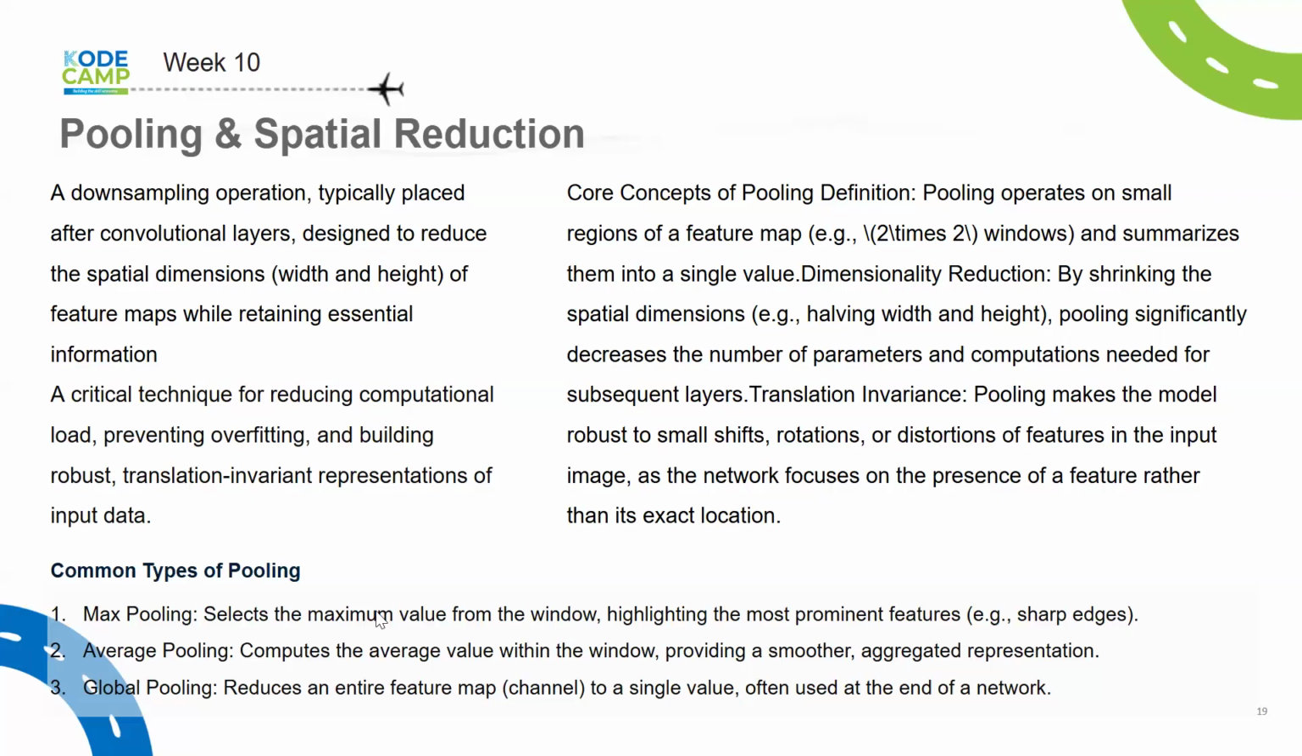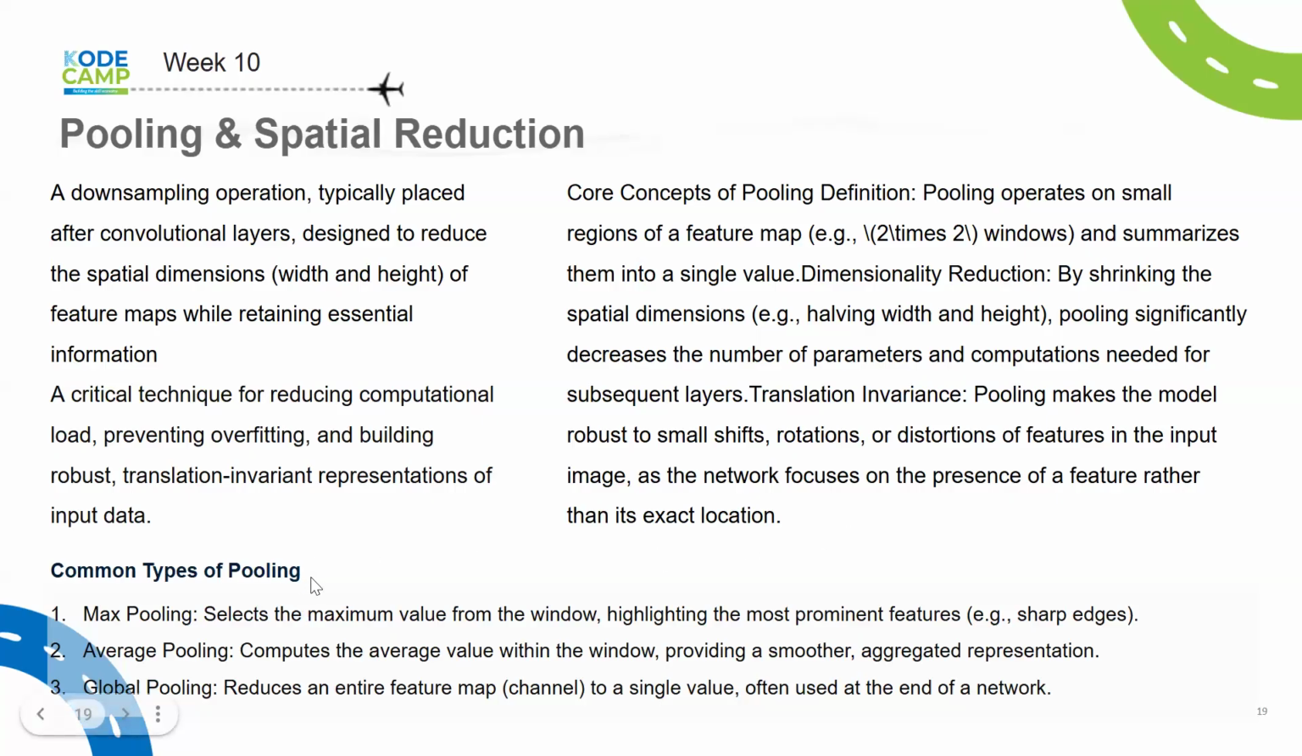Okay. So pooling will operate on the small regions of a feature map, right? And summarize them into a single value. That's what you do with pooling. And the way you summarize them is basically averaging, right? Or choosing the maximum value or choosing the average value. What it does is effectively dimensionality reduction, right? It shrinks the spatial dimensions, right? And it decreases the number of parameters and computations needed. So like we said, translation invariance as well. It makes the model robust to small shifts or rotations or distortions in the input image.